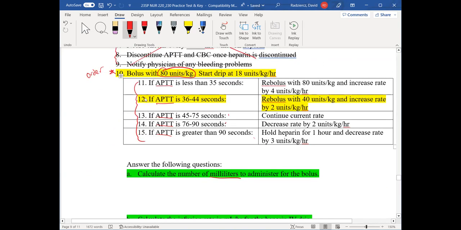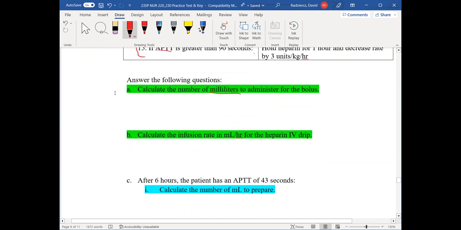And then we'll come back to steps 11 through 15. We don't need that to solve the first 2 things. So to answer the initial question, you're going to take the patient's weight, and you're going to multiply it by the order, which is the 80 units per kilogram. Okay. That's going to give you 4,000 units.